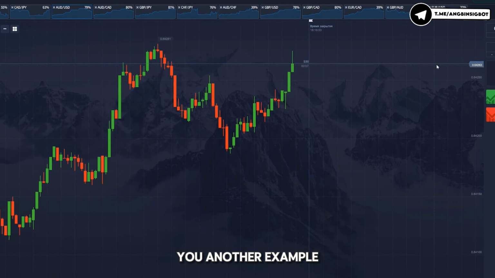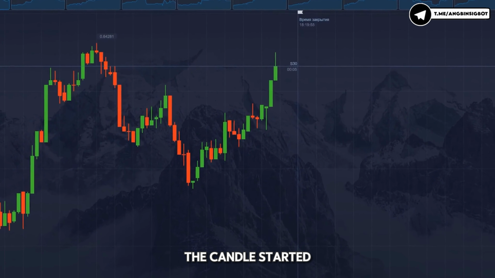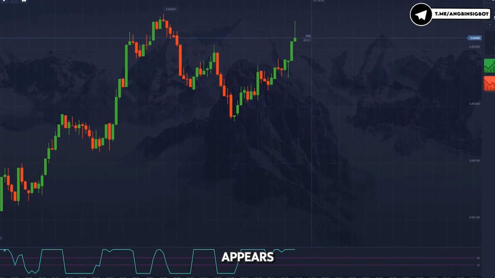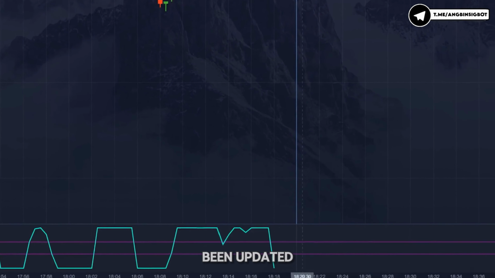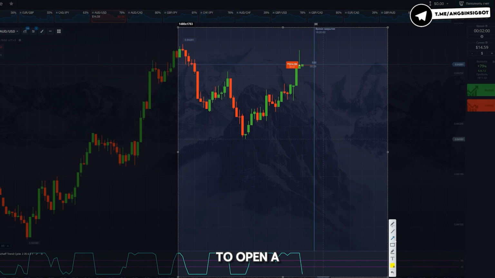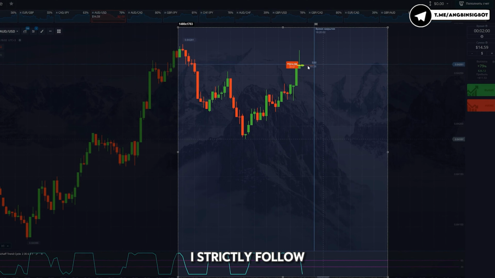I am showing you another example right now. The candle started to fall after a long rise. The timer is running out and a new candle appears. This means that the indicator has been updated, and yes, my friends, the candle has fallen sharply, so you need to open a trade strictly at the end of the candle. I strictly follow the strategy.